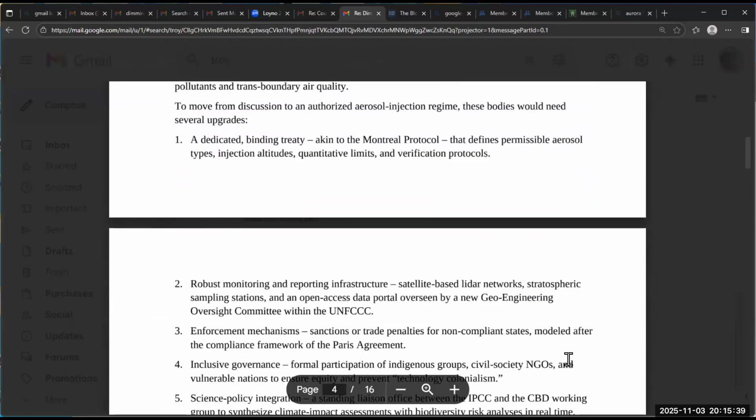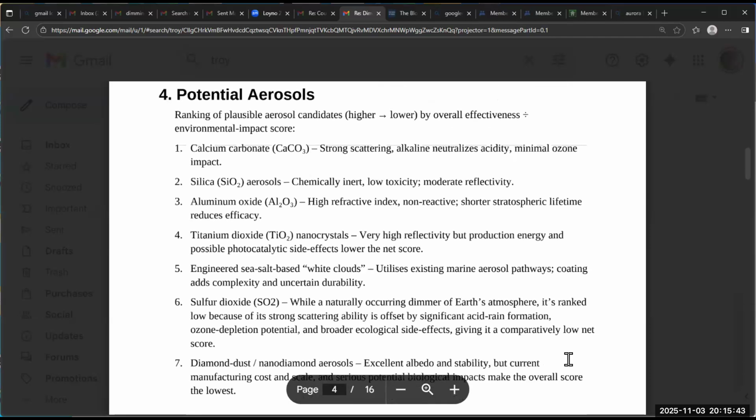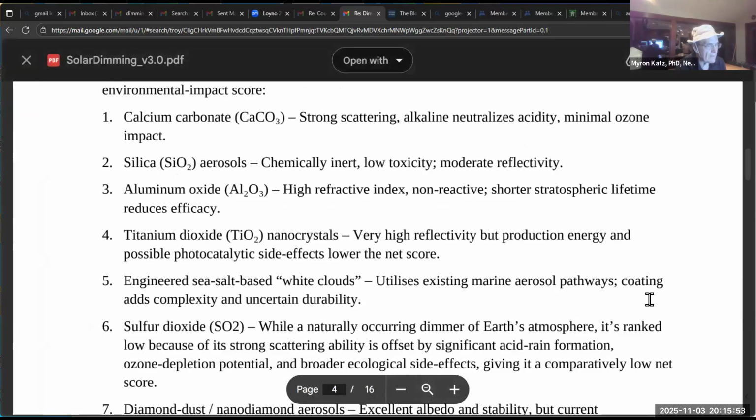Then I've got a section where I list 15 different potential aerosols to be lofted. Richard, I want to tell you, you don't have a screen that can do this. I have your document on the screen, and I'm trying to keep up with you. Keep going. Oh, great. Yeah.